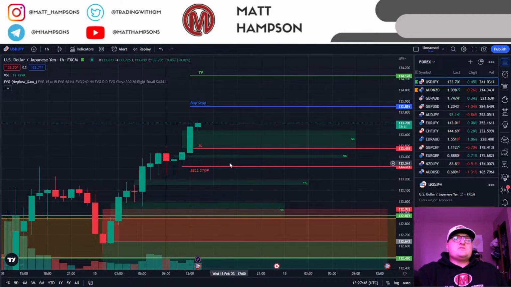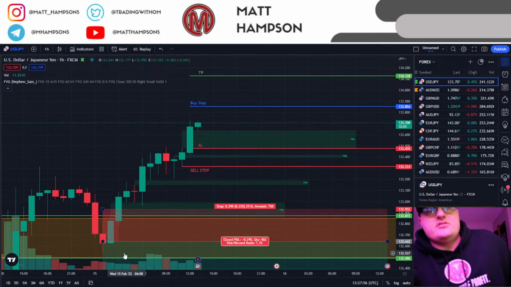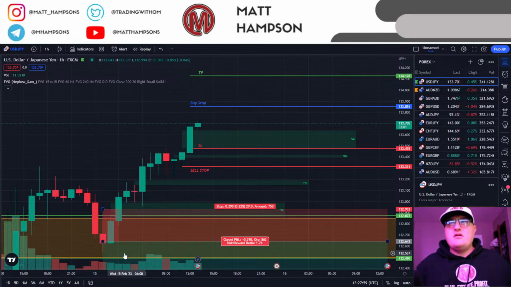You put a stop loss right at the bottom of this FVG, so our stop loss is at 133.476. Some brokers may not let you put a stop loss in until it's activated.